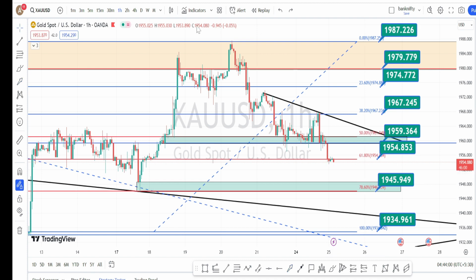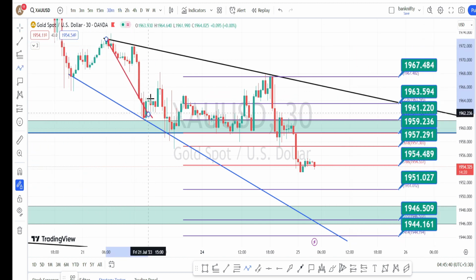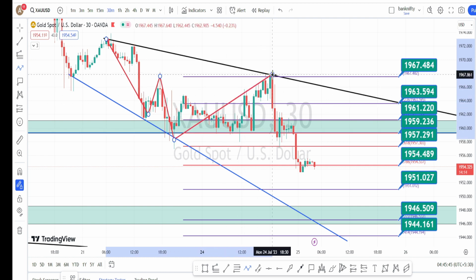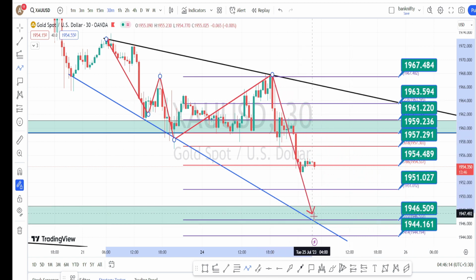Let us mark the support and resistance levels for 30 minutes time frame. I am in 30 minutes time frame, and when we look at the current price action in 30 minutes time frame, we can clearly notice that it is also in a very strong bearish trend. Previously, before breaking this support zone, we have noticed the price action react to this support zone, and finally it has given a breakout on the bearish side. So we can expect it to test the next level of support zone, which is going to be between 1946 to 1944. So in the 30 minutes time frame also, the price action is in a bearish trend.